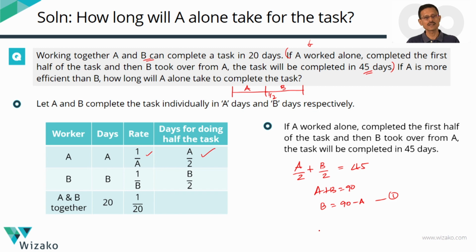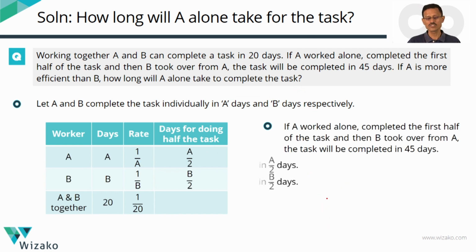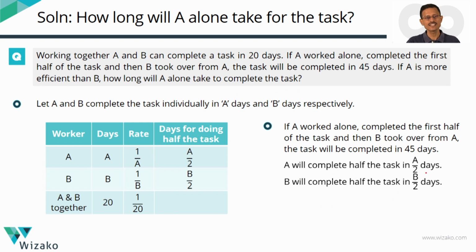We'll quickly capture this part of it. Pause the video here, observe this, see if it makes sense. We'll recap it in a printed form before we move on to the first equation. Right? So this is what it's going to look like. A will complete half the task in A by 2 days, B in B by 2 days. Together the work gets done in 45 days. So A by 2 plus B by 2 is 45, or A plus B is equal to 90, translating to B is equal to 90 minus A.